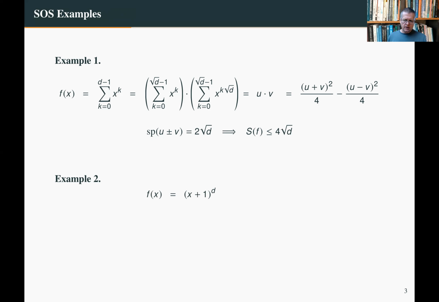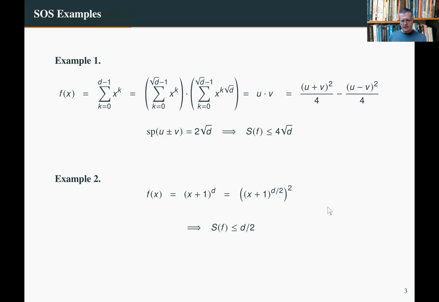A second example is this simple function, (x+1)^d. Suppose d is even, then you can write it that way. And this is a sum of squares representation with just one summand.